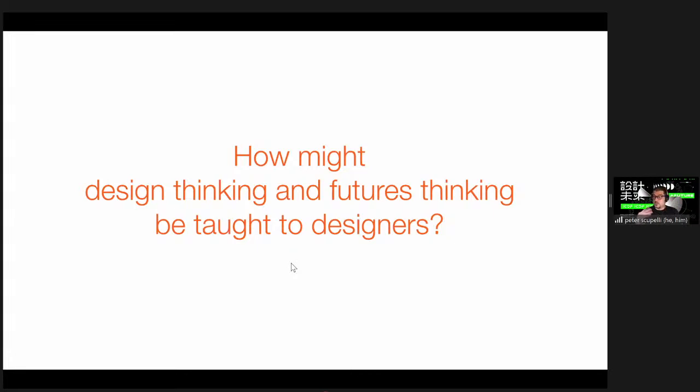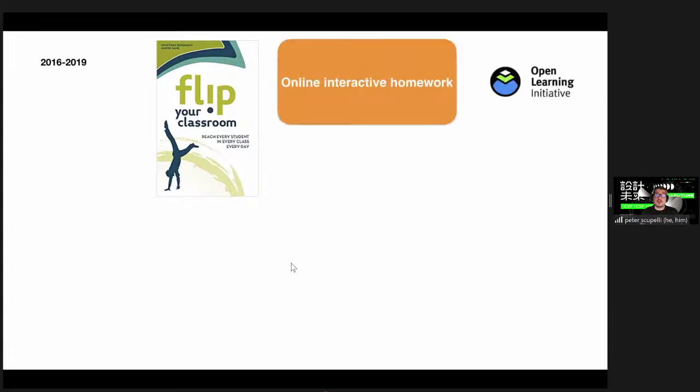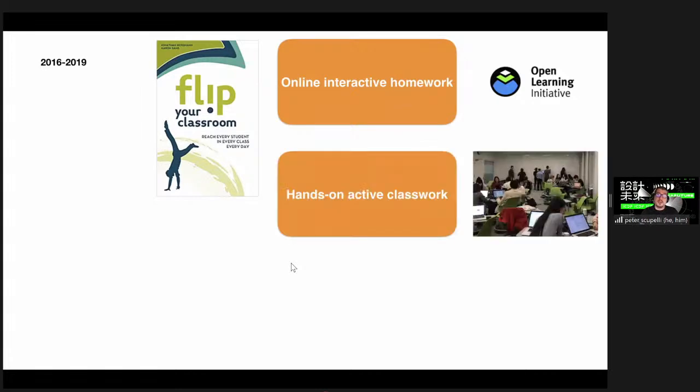My question going into that class was, how might design thinking and futures thinking be taught to designers in an 80-minute class, twice a week, with 40 to 50 students? And so I looked to the flipped pedagogy. The idea behind flipped is that there's an online interactive homework where students get correctness feedback. Then you come into class and you do active workshop type activities. The flipped classroom was developed for math and science education.